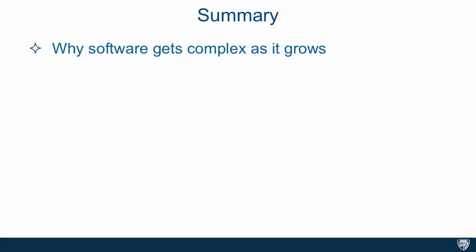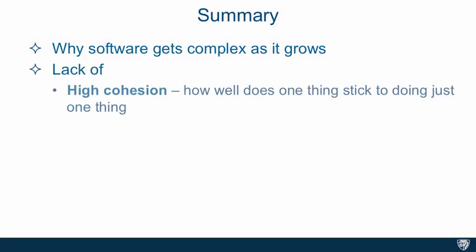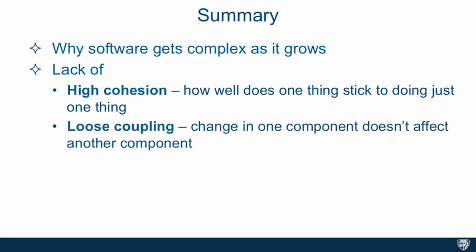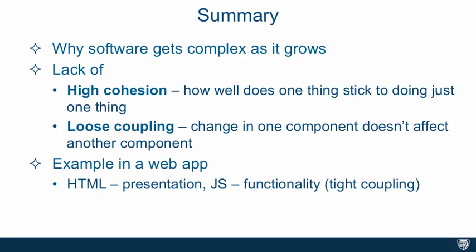So to summarize, we spoke about why software gets complex as it grows. And one of the main reasons that we spoke about was the lack of high cohesion. In other words, how well does one thing stick to doing just that one thing? The other part was loose coupling. And loose coupling is when change in one component doesn't really affect another component. And we saw an example in a real web app, what happens when you have tight coupling.